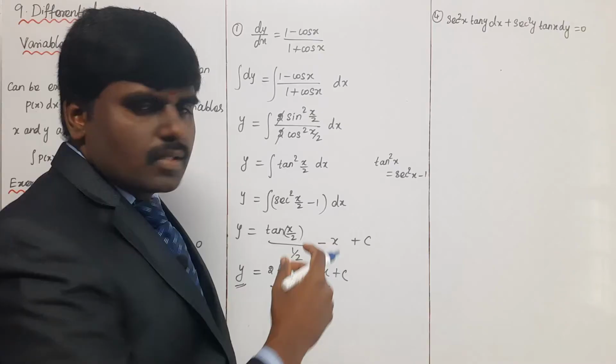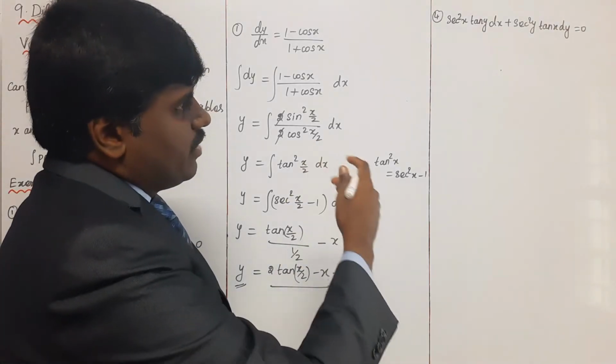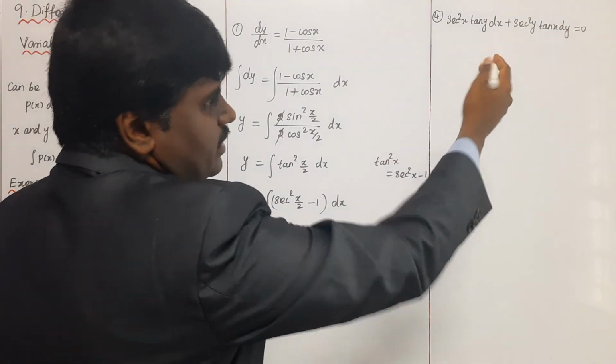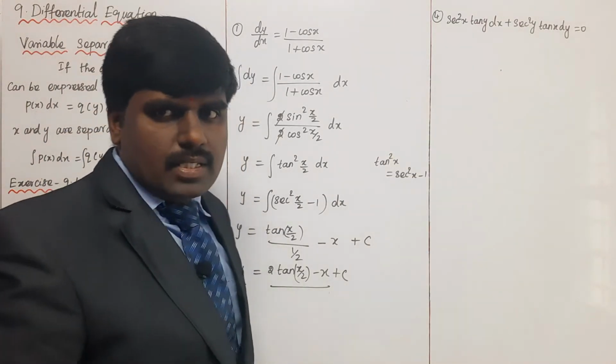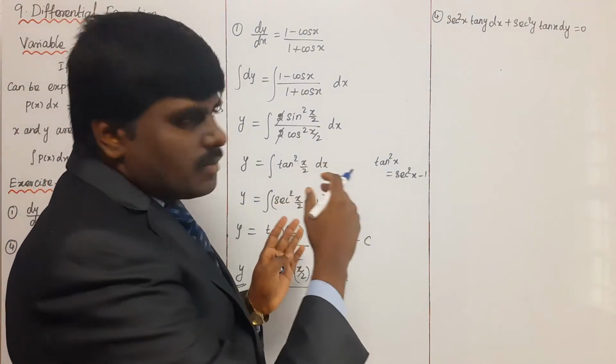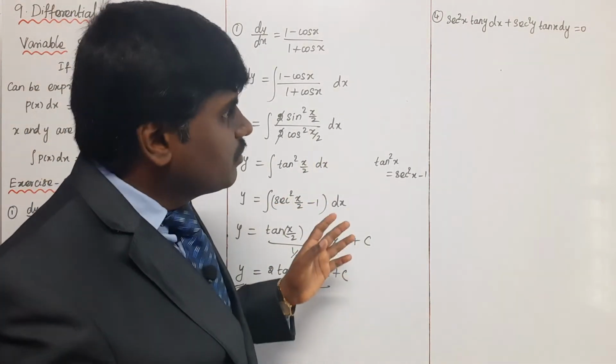Okay, understood children? Question number 4. Secant squared x tan y dx plus secant squared y tan x dy is equal to 0. Is clear? The question number 4. See that x and y terms are mingled. Note the point, x and y are mingled.